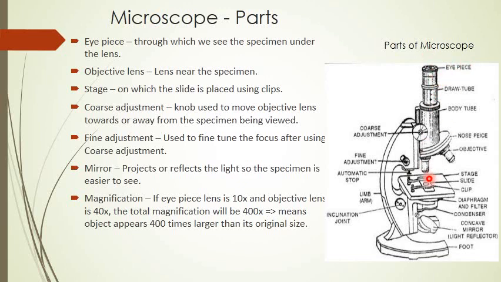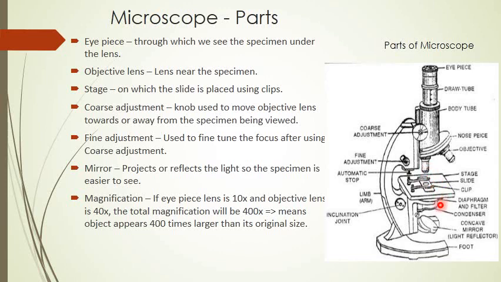Then the stage. This is the stage to keep the slide. Something must be there, right? So this is the stage to keep the slide, and the clips hold it properly so that we get a proper view. In order to make it still, not to move here and there, we use this clip. In this slide, this round colored one, the circle one, is the specimen we are observing under the lens.